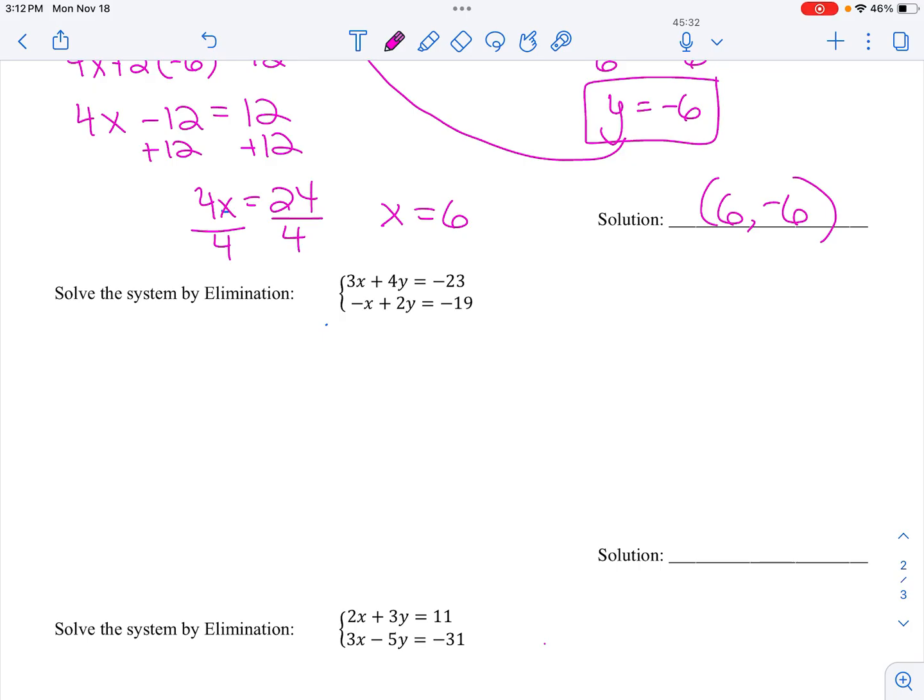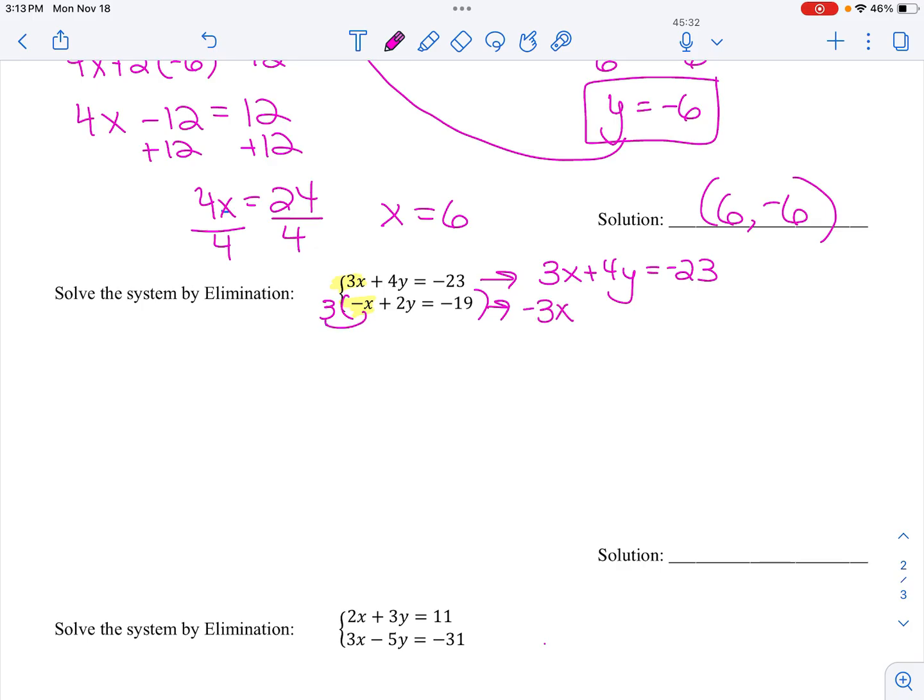Next, all right, I need to create opposites. So again, they're both in standard form. I happen to notice that that's a 3 and that's a -1. 3 and -1 can both multiply to 3. So that's already a 3. So I'm going to multiply this bottom one by a 3. The top equation does not change.